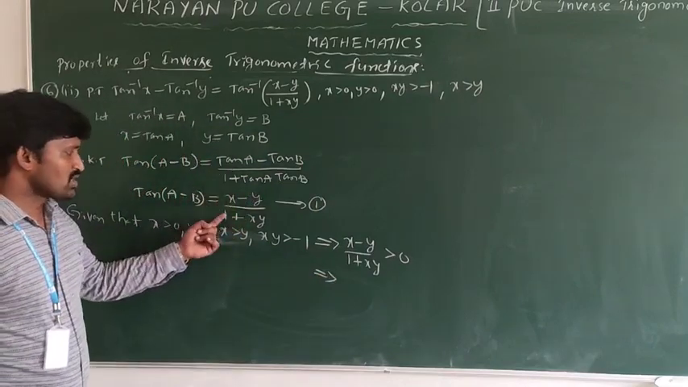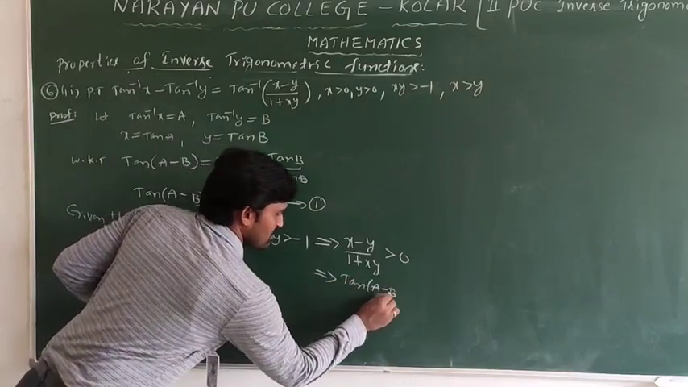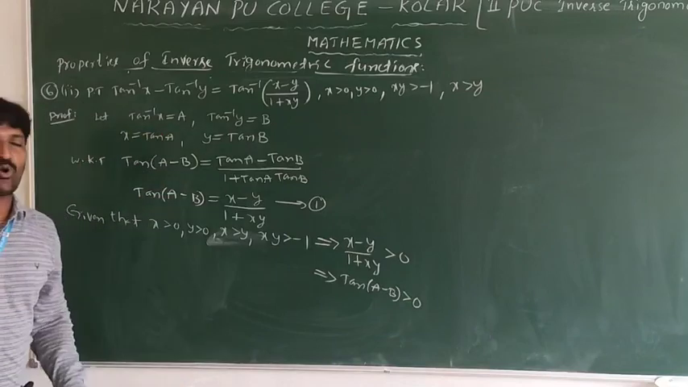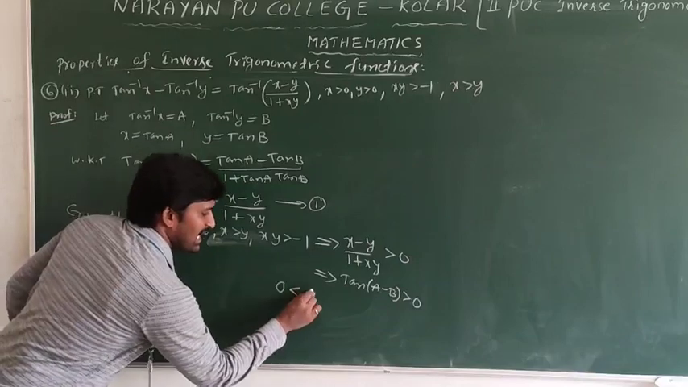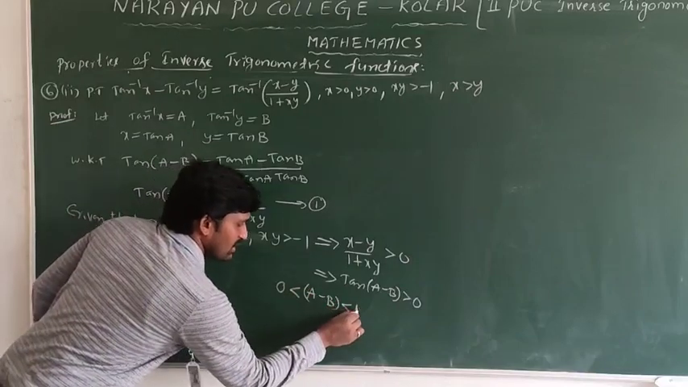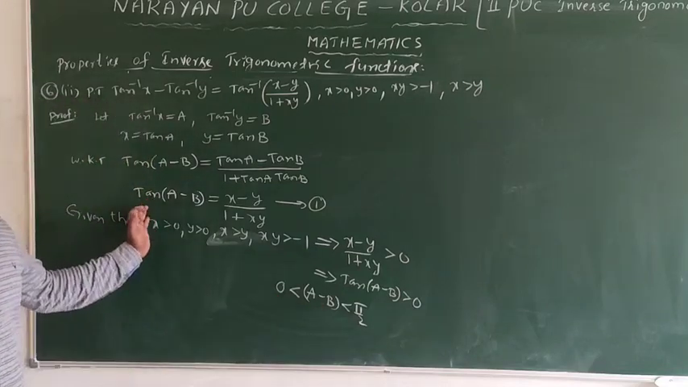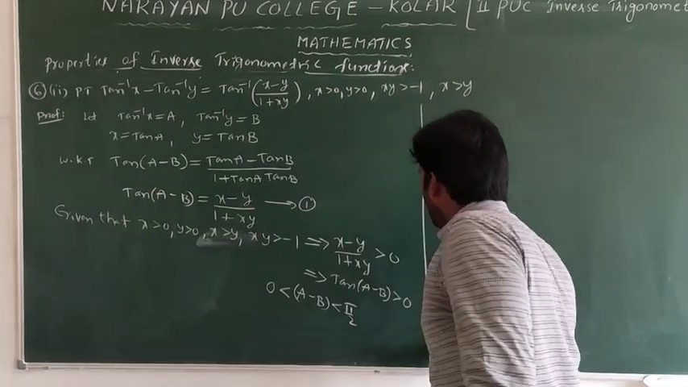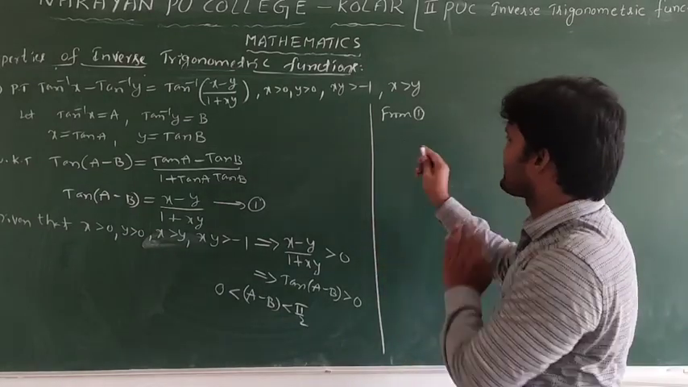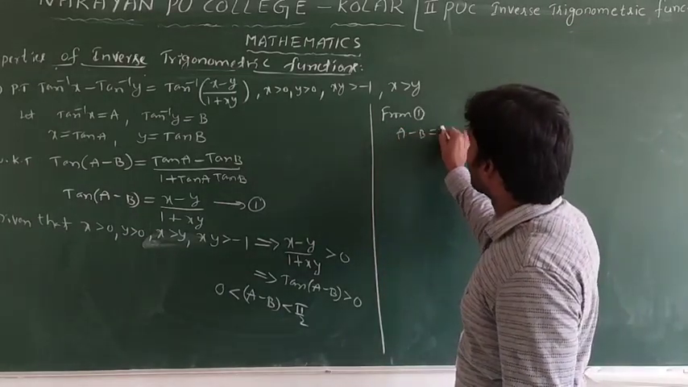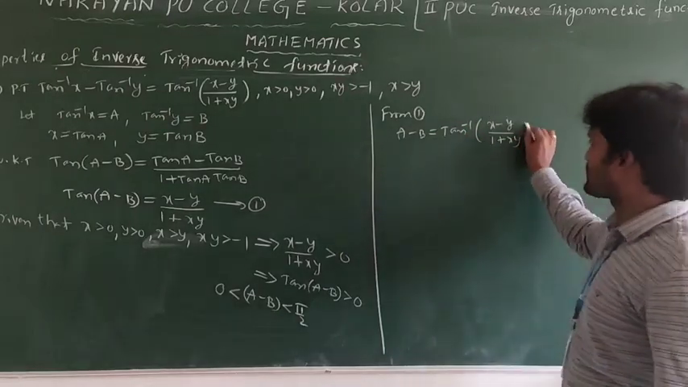Now this value is positive, which means tan of a minus b is also positive. Tan of a minus b is greater than 0. Tan is positive in which quadrant? Clearly the first quadrant. So angle a minus b lies between 0 to pi by 2. As per this angle, we can now convert the tan on the right side. From the first equation, a minus b equals tan inverse of x minus y by 1 plus xy.